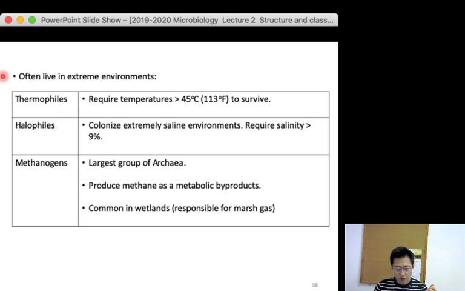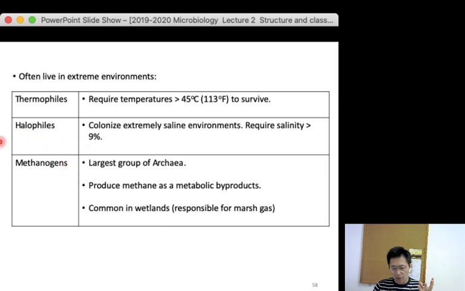So there are 3 kinds of Archaea. The first is the thermophiles. Phile means they love the thermal, meaning they live in extreme temperatures, more than 45 degrees Celsius, because on average no human can live happily above 45 degrees Celsius. You can't survive it. So they are mostly in volcanoes. Or halophiles, which means they live in extremely salty conditions.